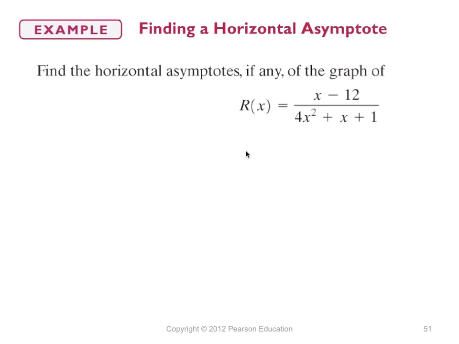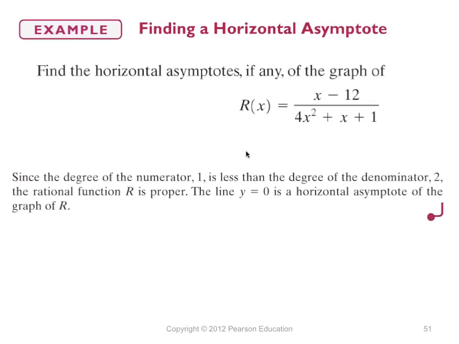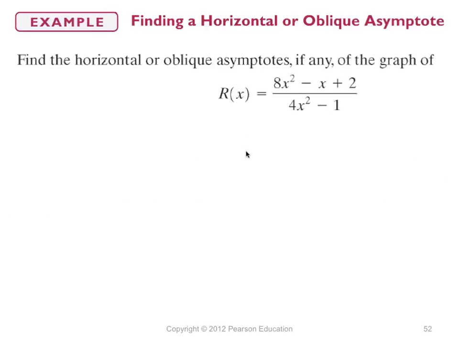So if we look at this one right here, we have x minus 12 over 4x squared plus x plus 1. We know that the degree of the numerator is 1 and that the degree of the denominator is 2. So since 1 is less than 2, this one's proper. So the line y equals 0 is your horizontal asymptote.